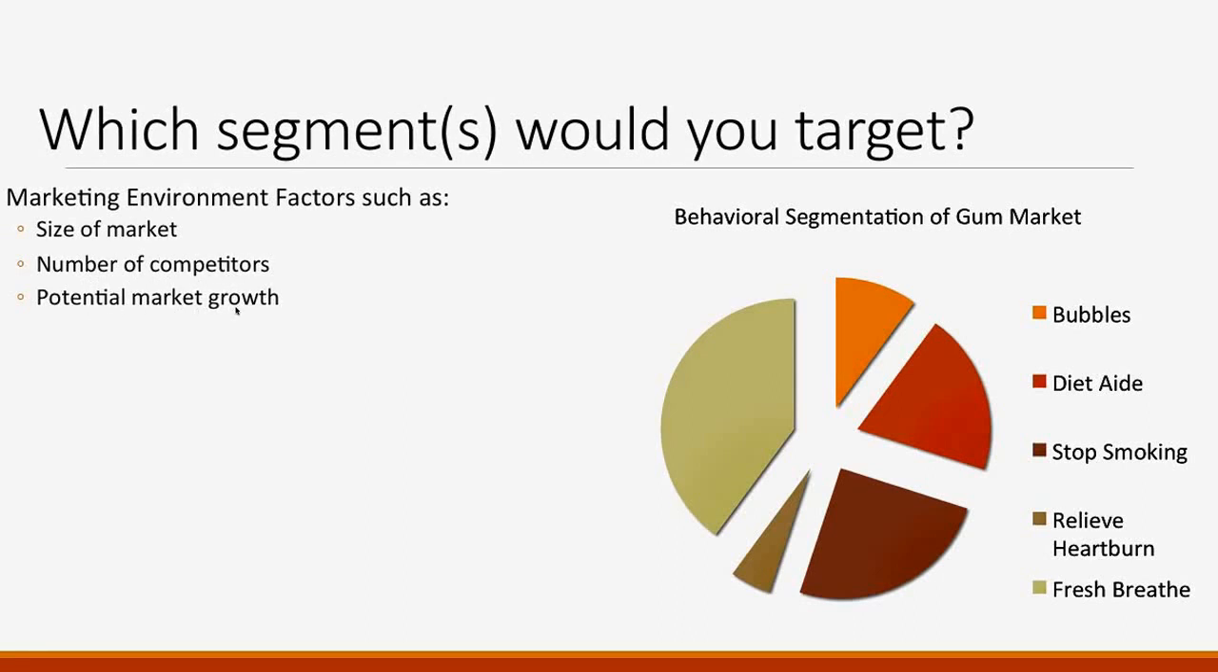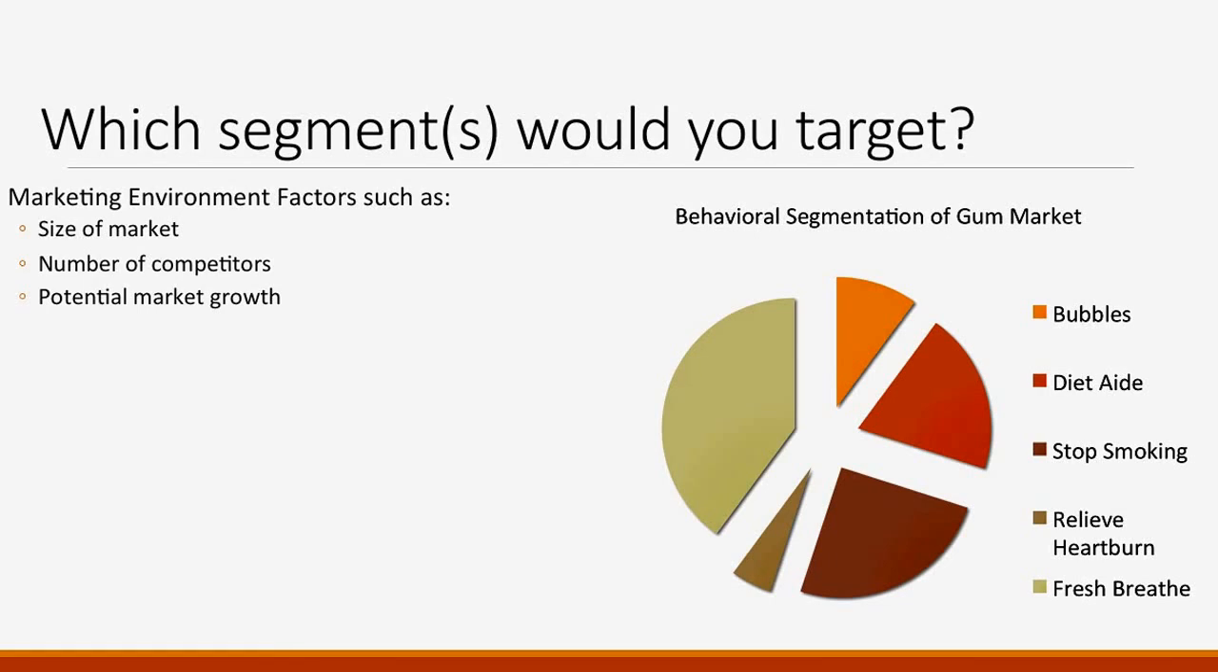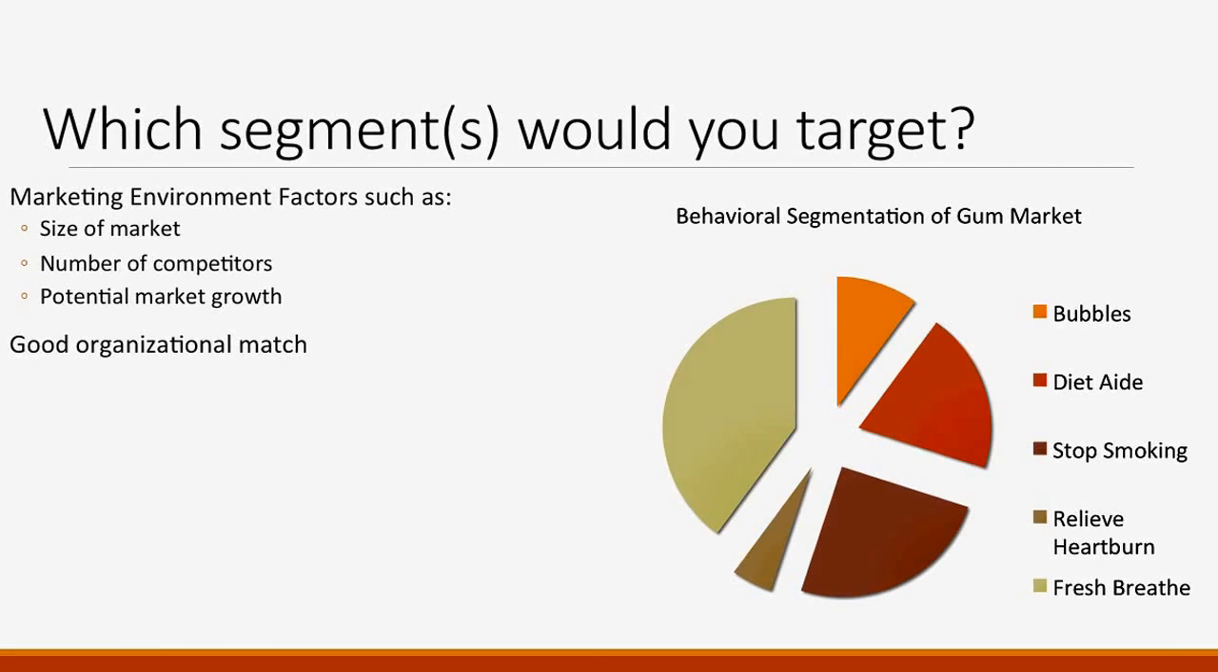Additionally, you would want to look at the potential growth of that market. It might be that we expect the stop smoking market to grow faster than any market, since smoking is recognized as something that is not healthy for you, it's not socially and culturally acceptable, it's very expensive. We went through a variety of reasons why the traditional smoking market is declining. So three environmental factors to consider are the size of the market, the number of competitors, and the potential growth of that particular market. Other things you might consider are whether or not it's a good match for your organization. For example, a company like Crest might choose to develop a gum to target fresh breath because Crest, the toothpaste, is already a good match for that market.